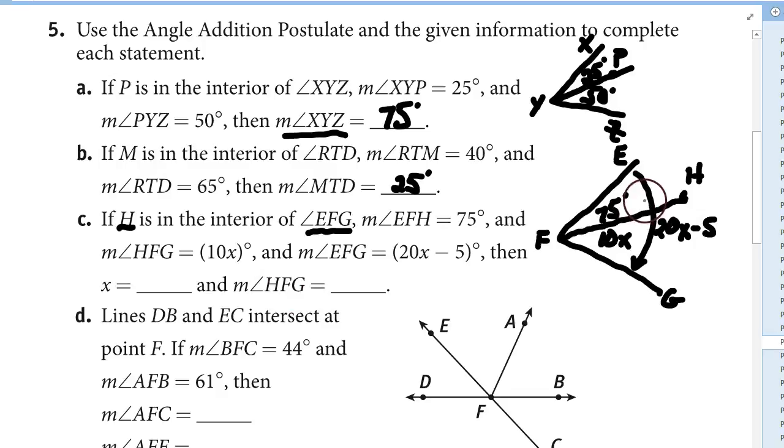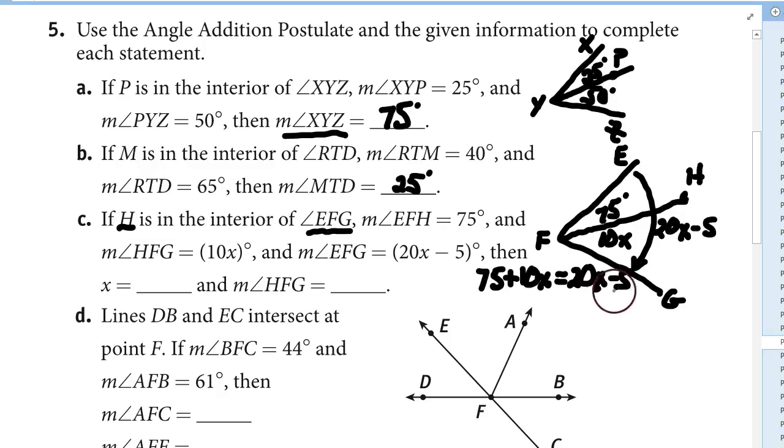The picture helps us to create an equation. We can see what the two small angles are. Those are the ones that add together to make the large angle. So the equation would look like this. The 75 degrees plus the 10x equals the 20x minus 5.